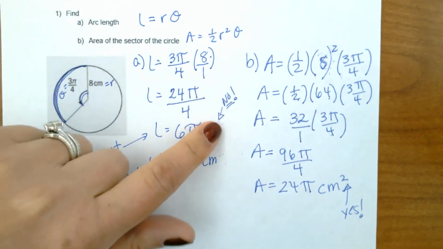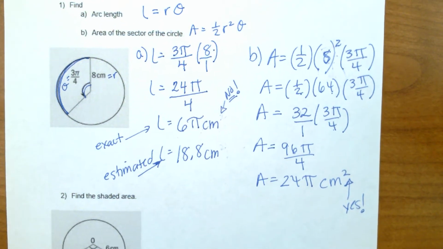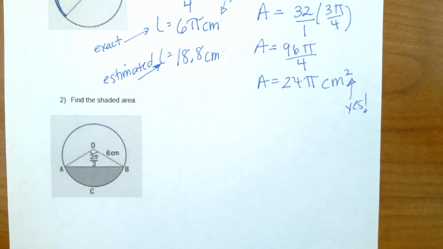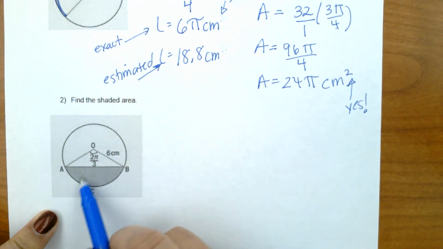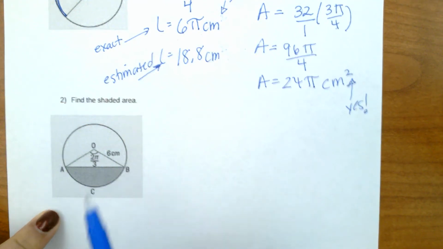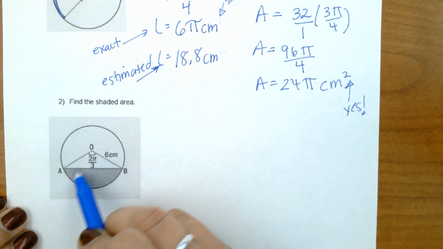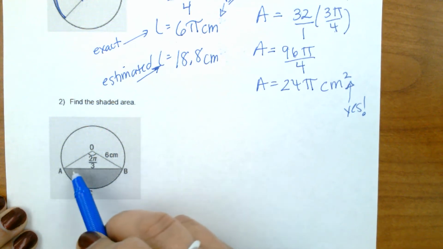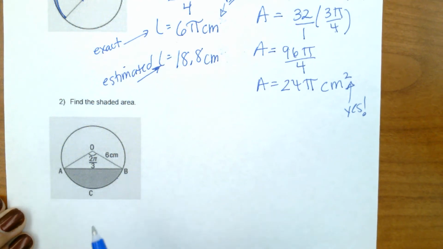Okay, now that I fixed my little mistake, sorry about that erasing again, let's go to number 2, finding the shaded area. What we want is the area of this segment right here. Remember, this is a segment. If we shaded this whole thing in, what would we have? You're right, this would be a sector. So this whole thing in here is a sector. Somebody had to go and separate it into a triangle and a segment.